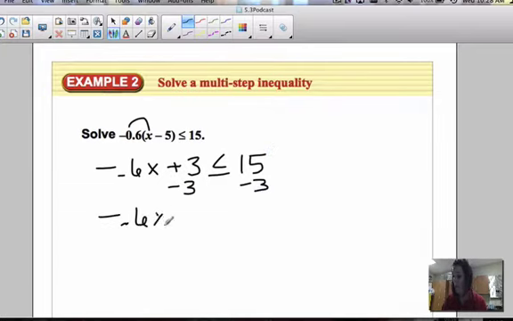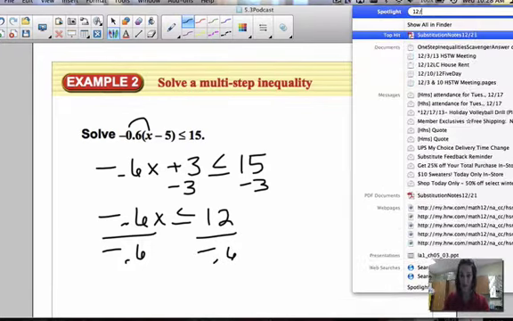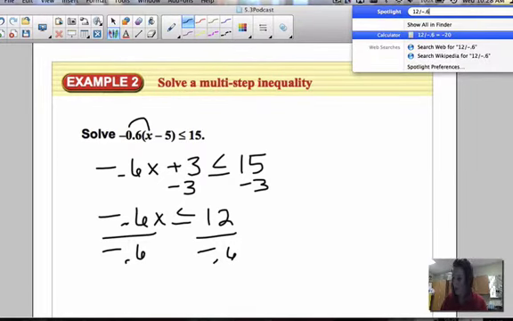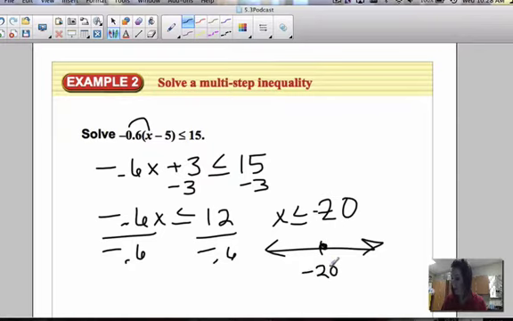Negative 0.6x is less than or equal to 12 divided by negative 0.6. So 12 divided by negative 0.6. X is less than or equal to negative 20. So this time, we will have a closed circle at negative 20, and less than or equal to, less than is still to the left.